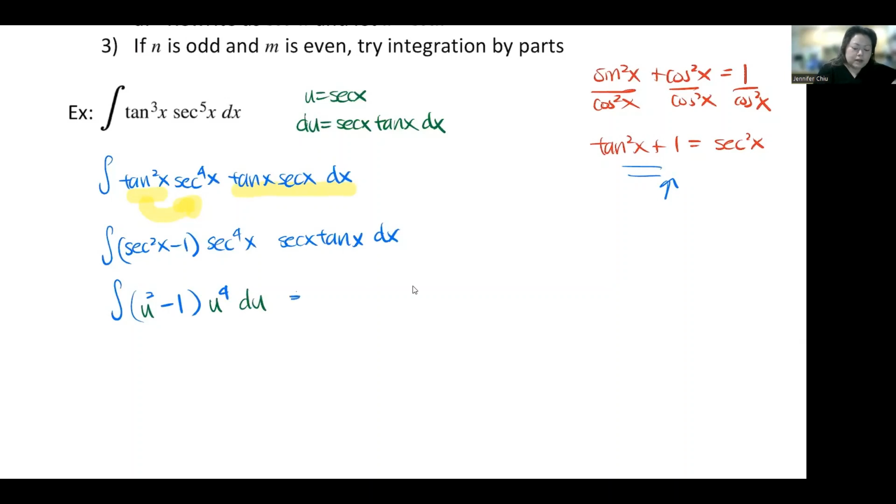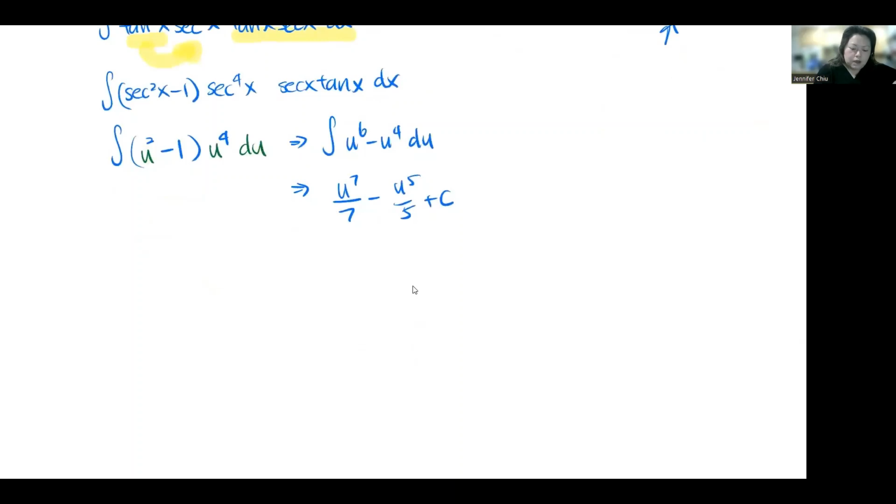Now this becomes a very nice power rule. u to the 6th minus u to the 4th, du, and I have the antiderivative u to the 7 over 7 minus u to the 5 over 5, plus c. So you have your secant, that was my u, secant x. So secant to the 7th power over 7 minus secant to the 5th power over 5, plus c will be my final answer.